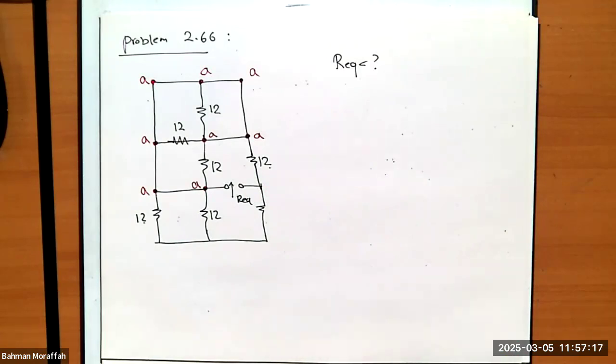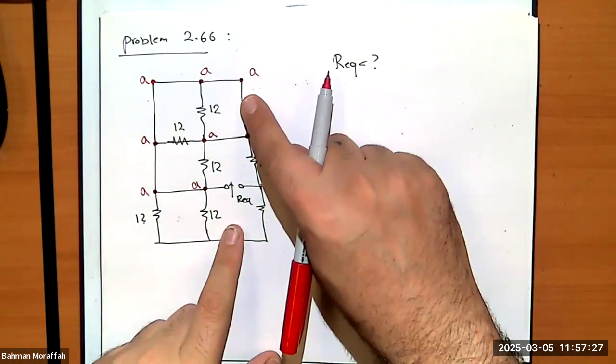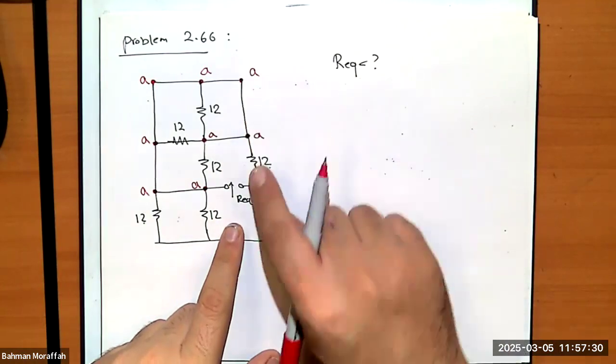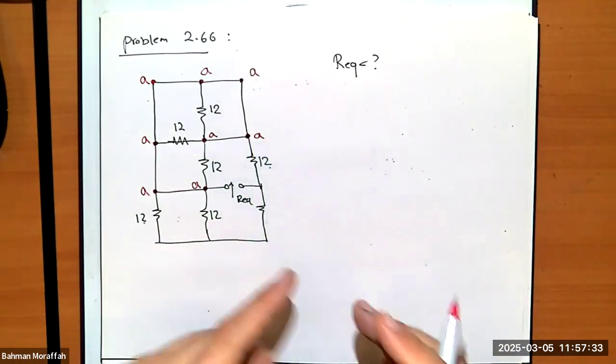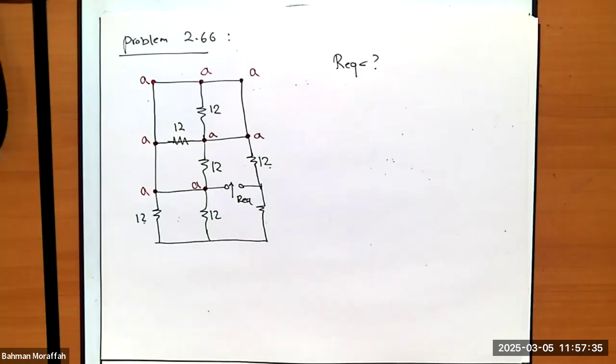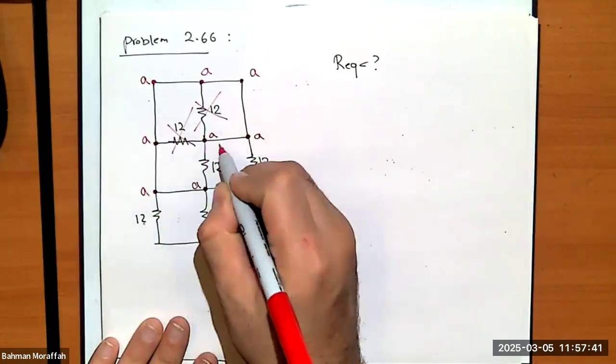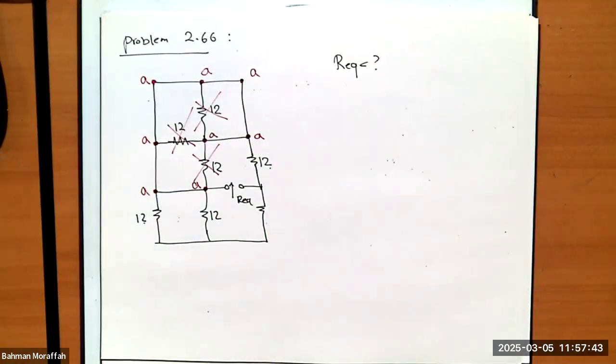What happened? I have a bunch of resistors that go between A and A. What it means is that all these resistors are in parallel with a wire. Look, A and A, it's a wire. If I have any resistor in parallel with a wire, what is the equivalent? Zero. So this entire thing goes away because it circles back to A. The entire thing that goes between A and A goes away.